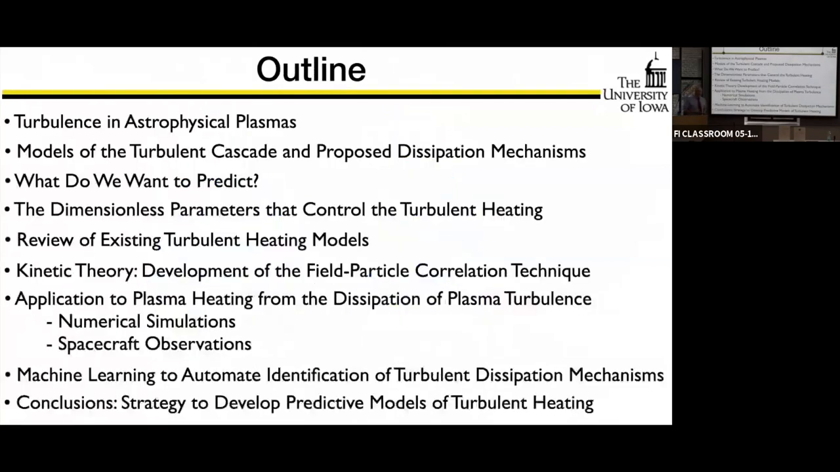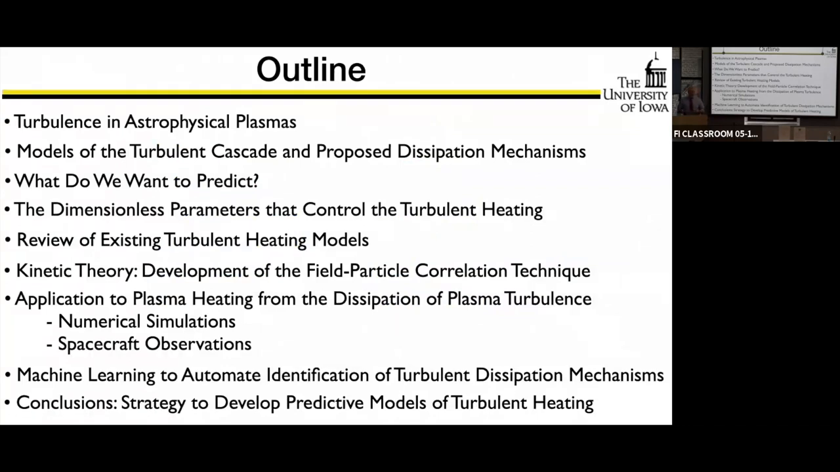So a little bit of a brief outline of what I'm going to be talking about today. First, I'll give a little introduction of why we want to understand turbulence in astrophysical plasmas, and I'll cover a little bit about models of the turbulent cascade and proposed mechanisms that dissipate the energy in turbulence. And then I want to focus on what exactly we want to predict. And we want to predict that in terms of the dimensionless parameters that control the turbulent heating.